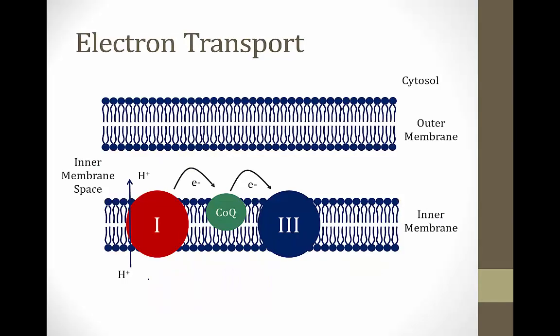Here's a picture just to make this clear in your mind. NADH passes its electrons to coenzyme Q, which is found within the inner membrane. Coenzyme Q then transfers those electrons on to complex 3. In the process, hydrogen ions are pumped into the inner membrane space where they will later be used to make ATP.